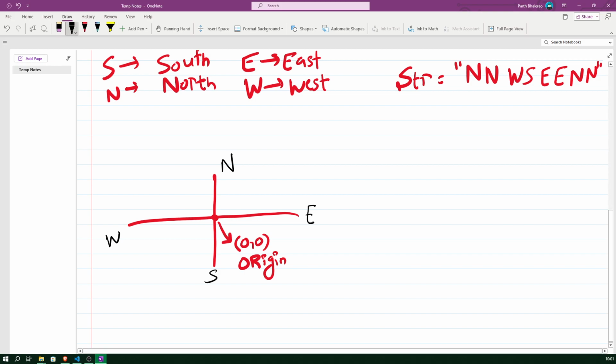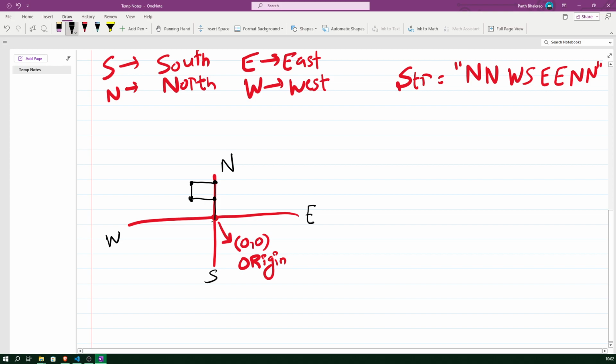North means we need to move 1 unit up. Initially we are at 0 comma 0, now we will be at 0 comma 1, so the y coordinate is incremented by 1. Again N, so again we move 1 unit upward, and it is now 0 comma 2. Then west means we move 1 unit left, then south, then east.